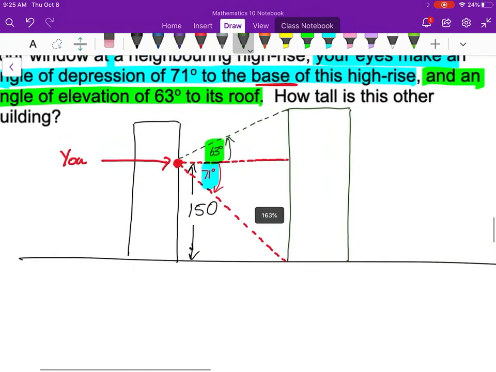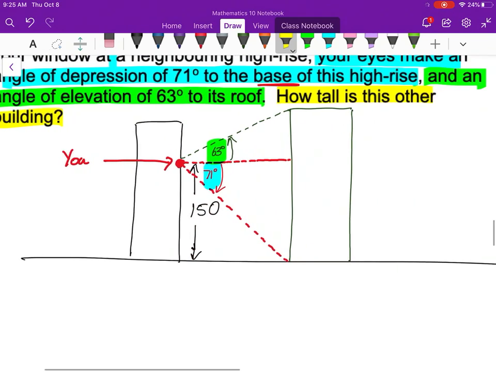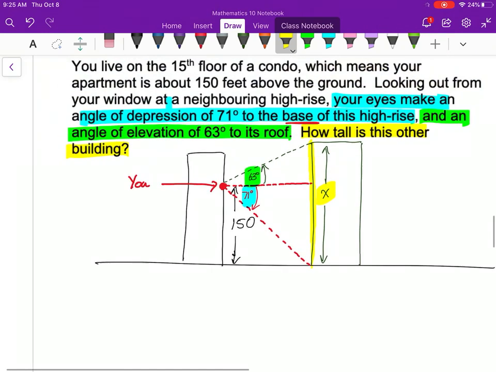So with that said, what's the question asking us to find? How tall is the other building? So how tall is this building right here? What is the height from here to here? All right, that's what I'm trying to figure out. In many ways, one of the hardest parts of the question is now done, which is visualizing what's taking place here.